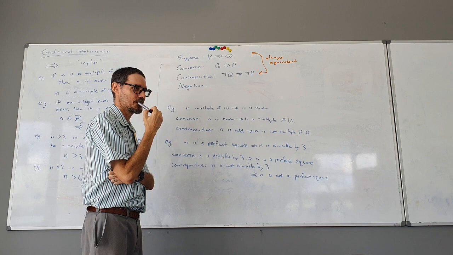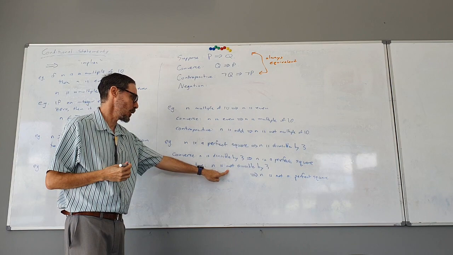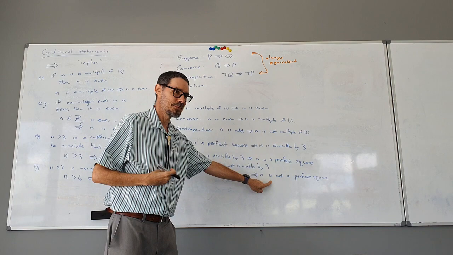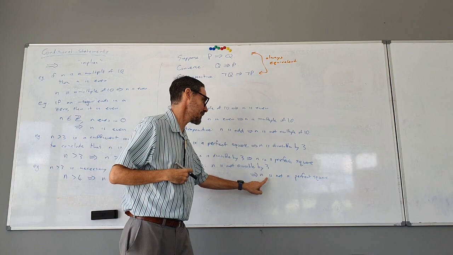But you can, for example, show this is false: come up with a number that's not divisible by 3 that is a perfect square. No, actually, you want this to be false. Yes, correct. Let's prove it.